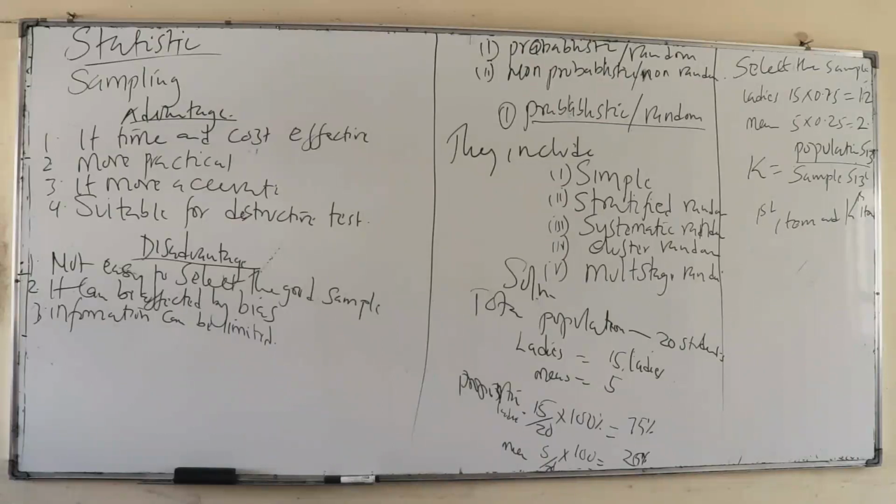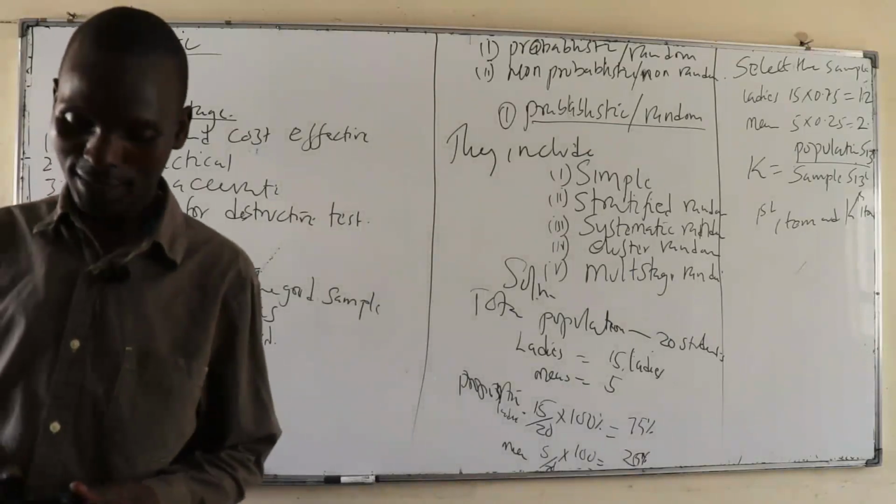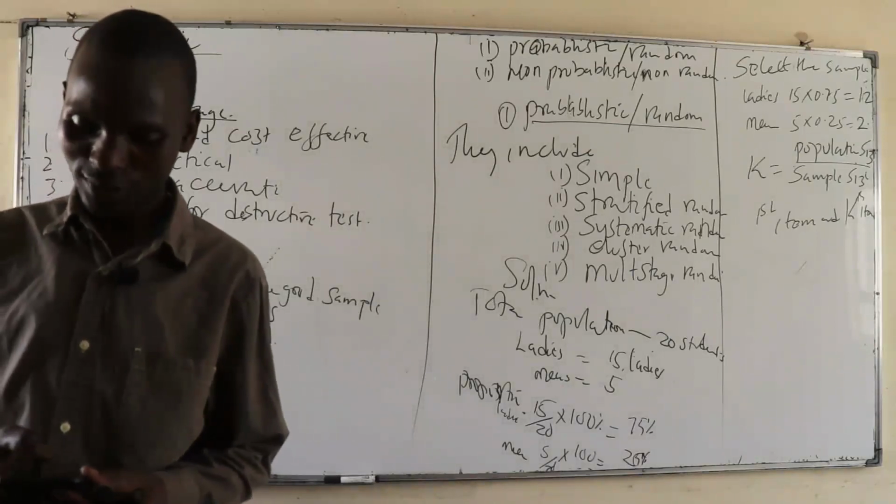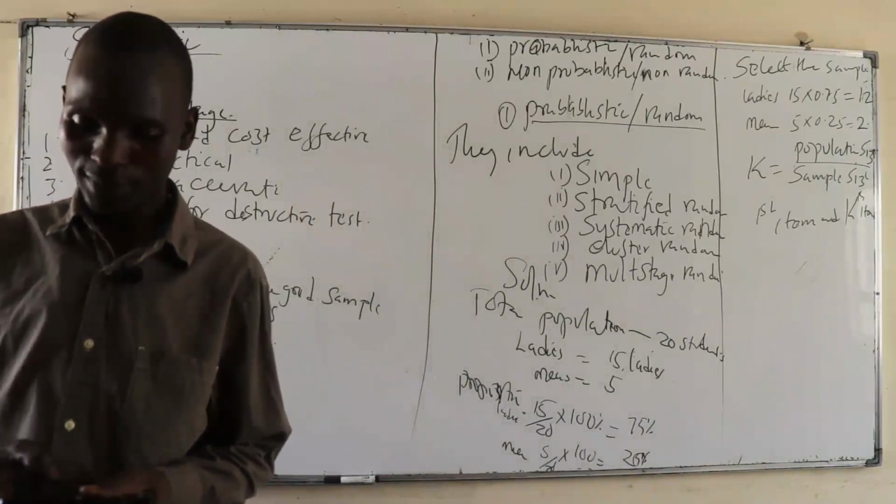Then the first samples are subdivided into second, smaller samples, and the procedure continues until the desired sample is arrived at.